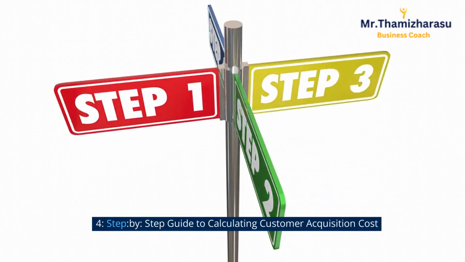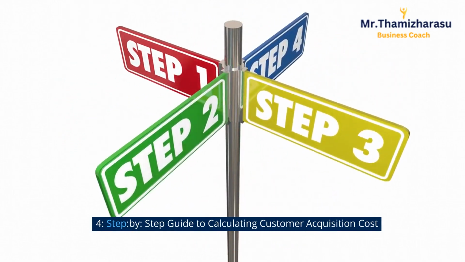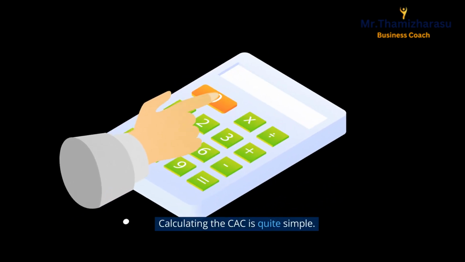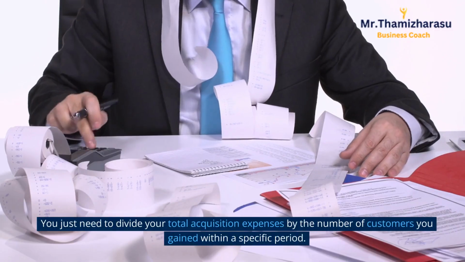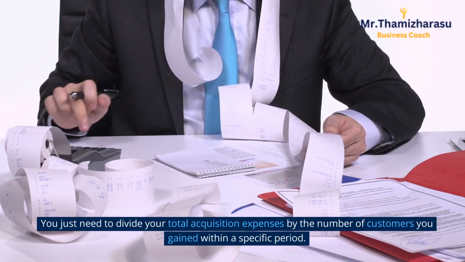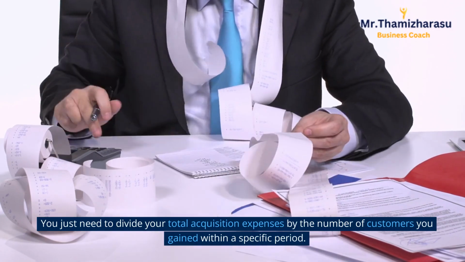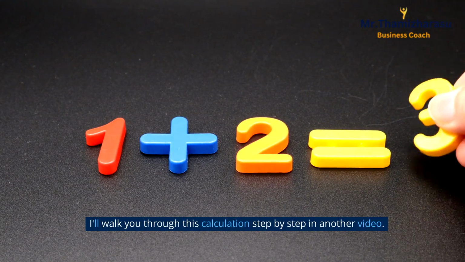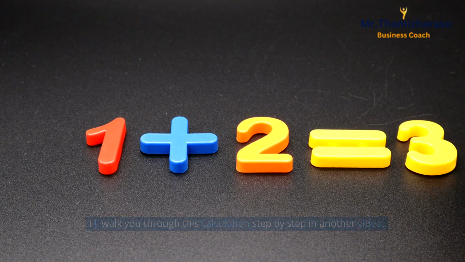4. Step-by-step guide to calculating customer acquisition cost. Calculating the CAC is quite simple. You just need to divide your total acquisition expenses by the number of customers you gained within a specific period. I'll walk you through this calculation step by step in another video.